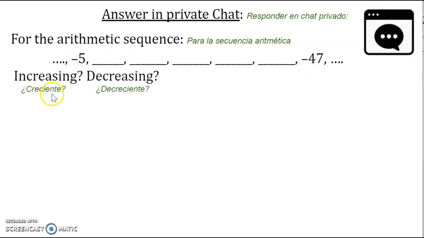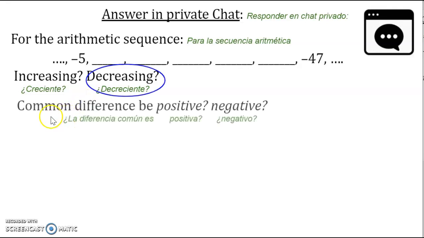So first thing is this increasing or decreasing? -5 is becoming -47. So it's becoming more negative. So this is actually decreasing sequence. So would you expect the common difference to be positive or negative? Well, if it's positive, then it's becoming more positive or adding a number, but to become more negative, it needs to be subtracting. So it is negative. Common difference has to be negative.